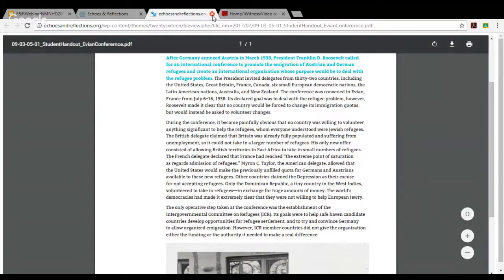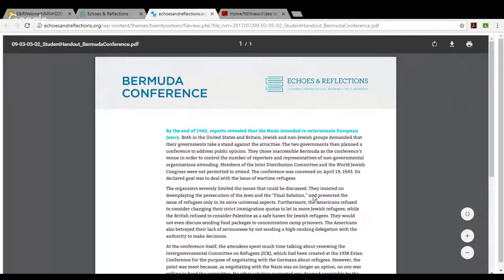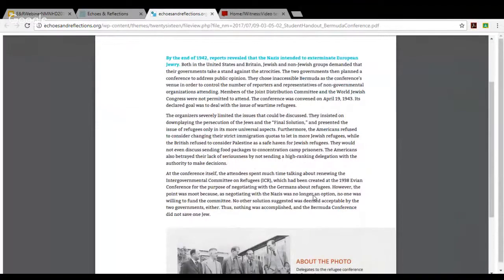You can also steer them to another secondary source piece on this very same issue on the Bermuda Conference. Here we are now, over 4 years later, nearly 5 years later, and a second conference is convened. By now, we have reports revealing that the Nazis are intending to exterminate European Jewry. And so a second conference is held. And if you want to take a quick scan through this, take a look and see what the outcome of this conference is.